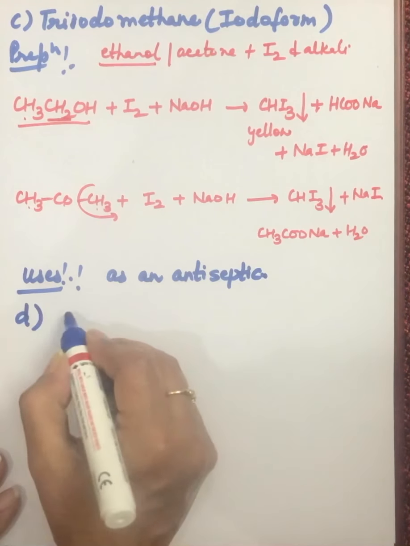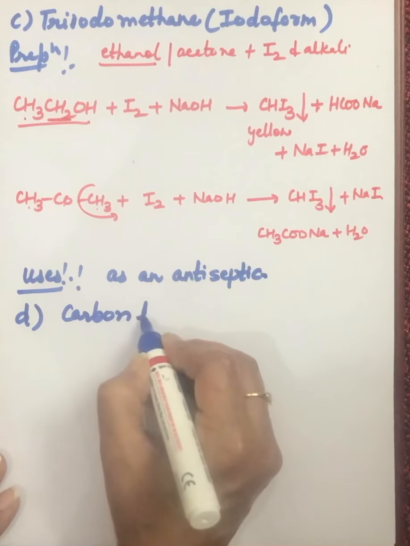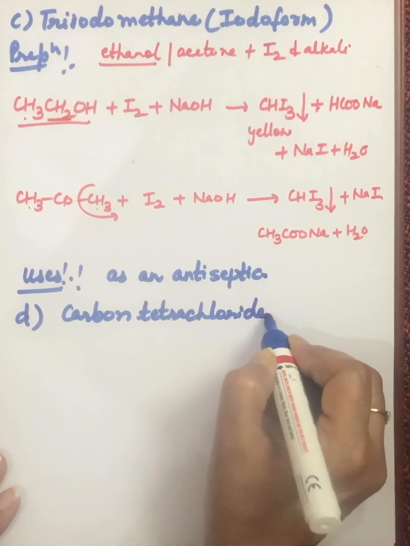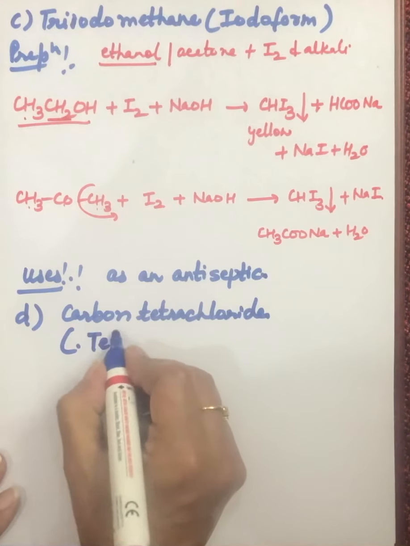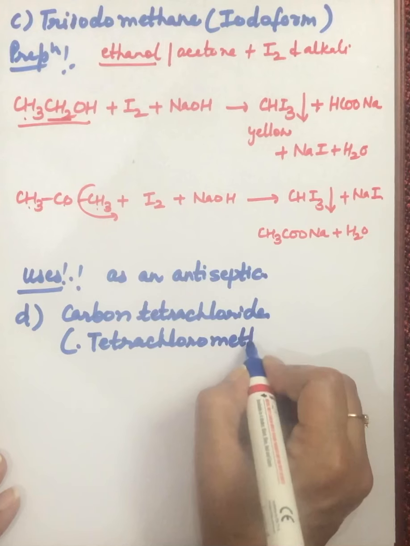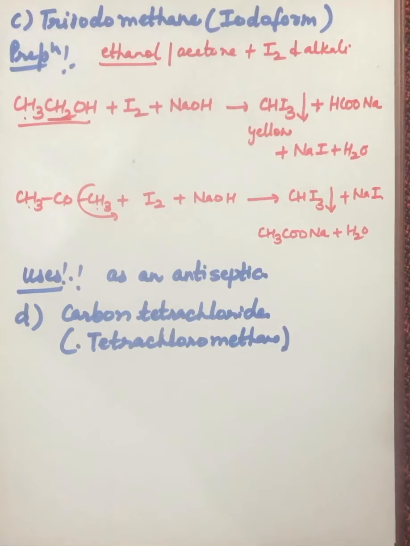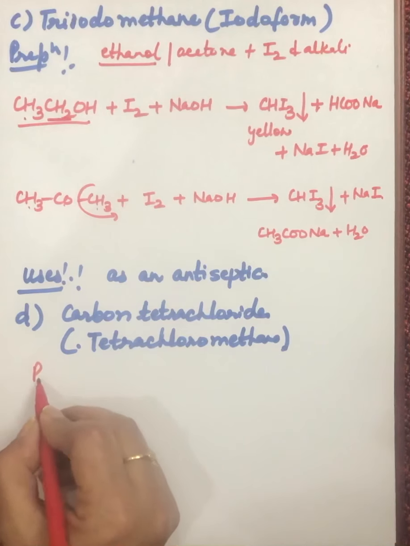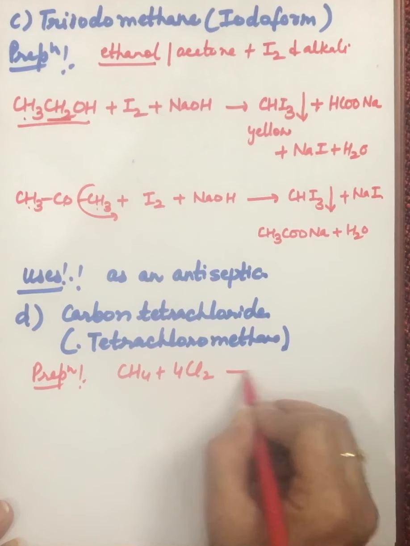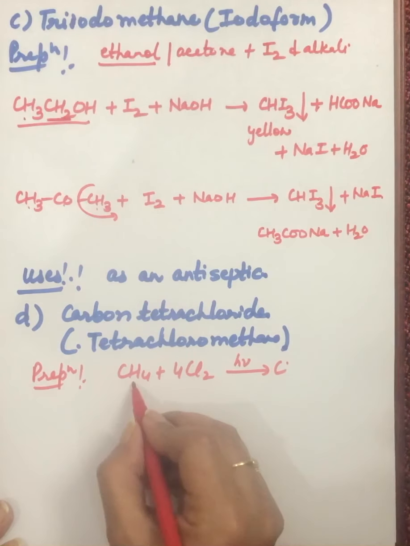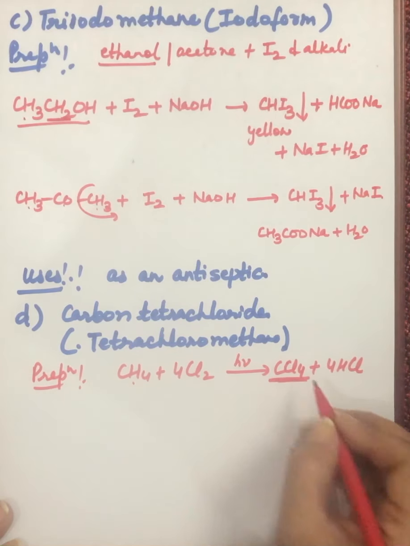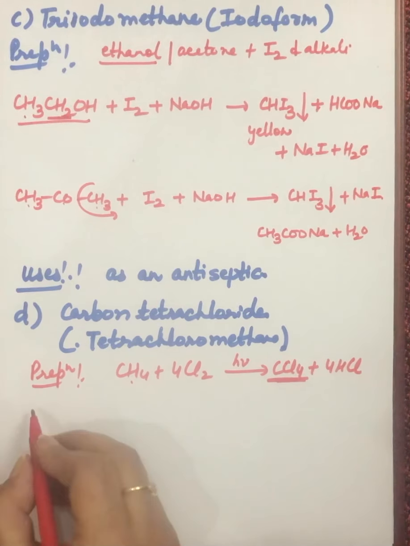Next compound is carbon tetrachloride. The IUPAC name is tetrachloromethane. Preparation. This is also prepared by direct chlorination of methane. To methane, when chlorine is added in presence of sunlight, the hydrogen atoms of the methane are substituted by the Cl. So like this, carbon tetrachloride is prepared.